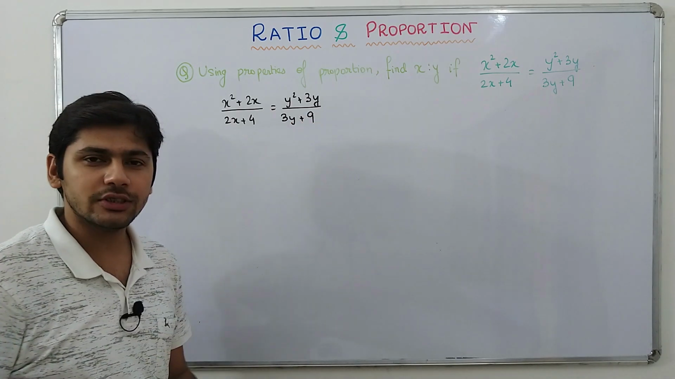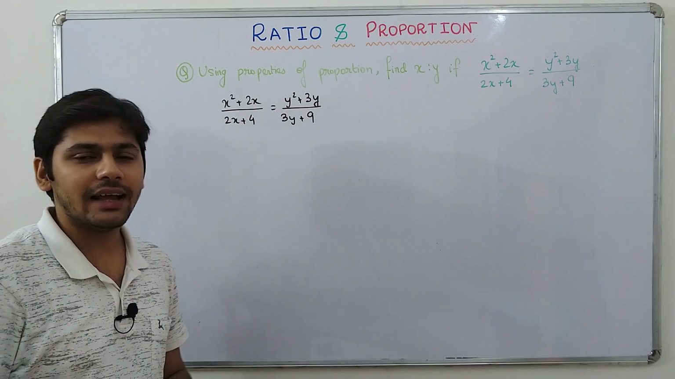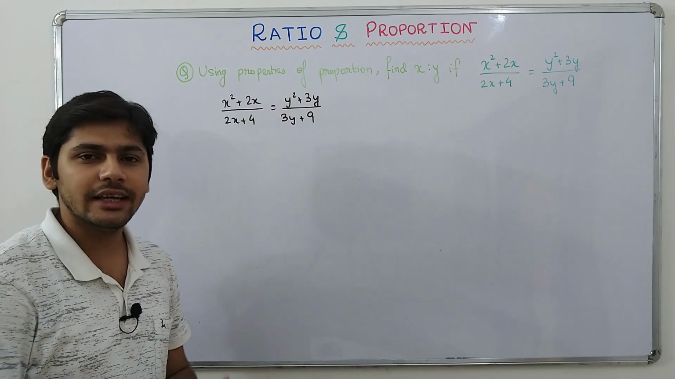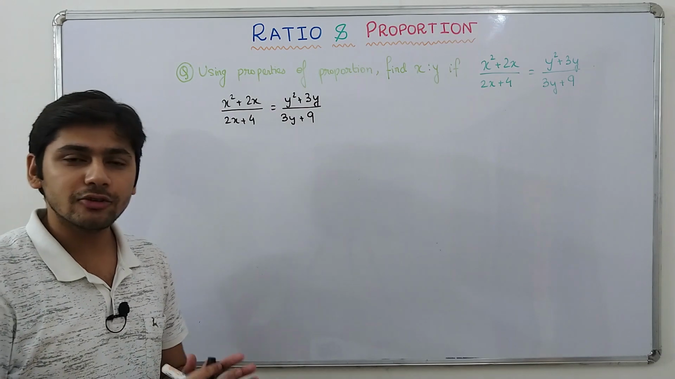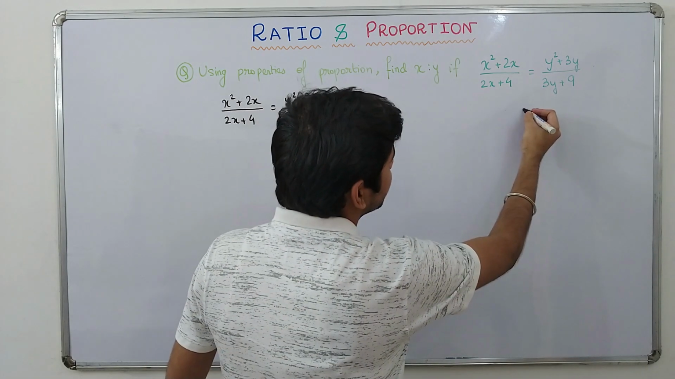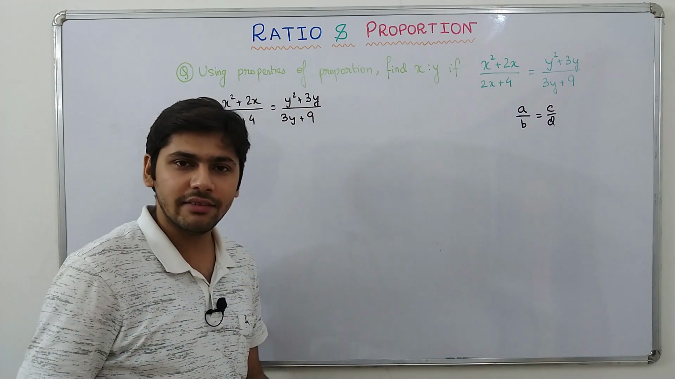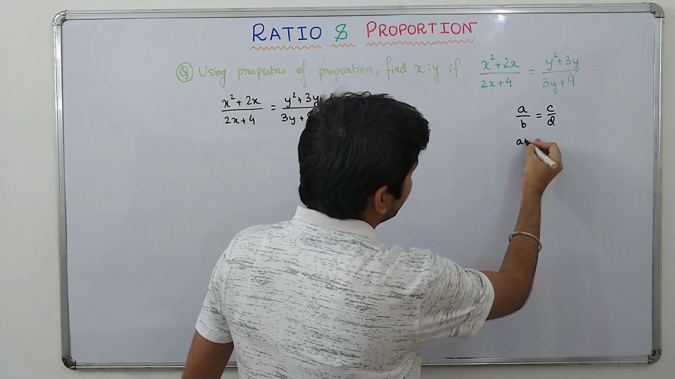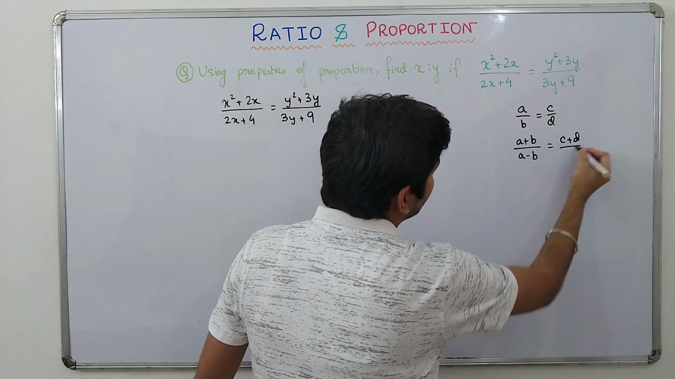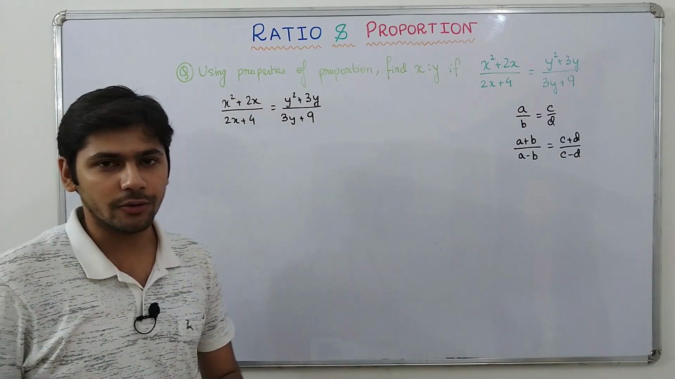Now using properties of proportion, we have to find x is to y, that means x by y. In the first part, I told you that whenever we face this type of sum, the property that we use is componendo and dividendo. I also explained componendo and dividendo in the first part. If we have a given proportion a by b is equal to c by d, then using componendo and dividendo, we will get (a plus b) by (a minus b) is equal to (c plus d) by (c minus d). So over here we are going to use componendo and dividendo.